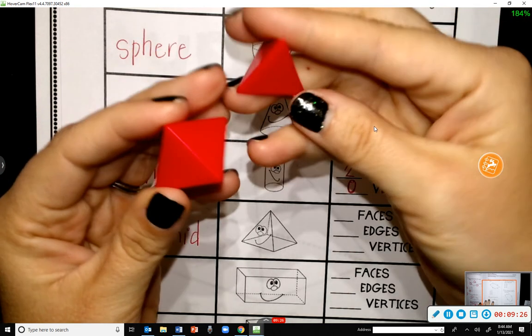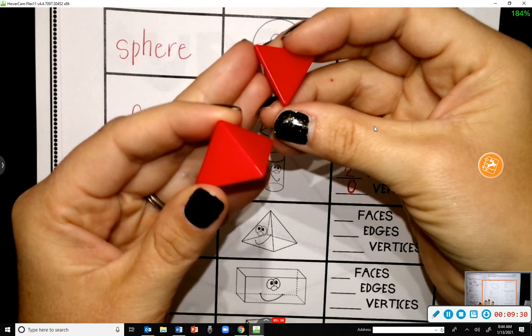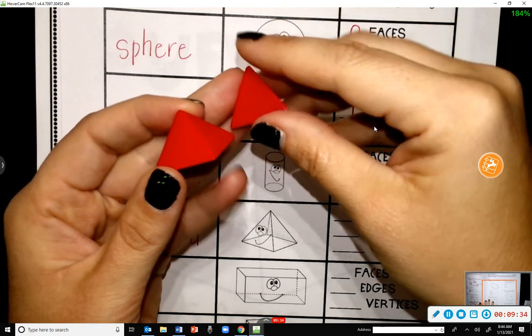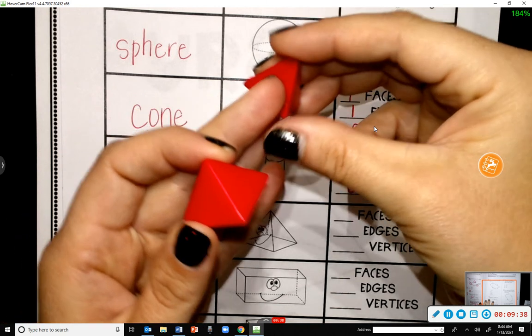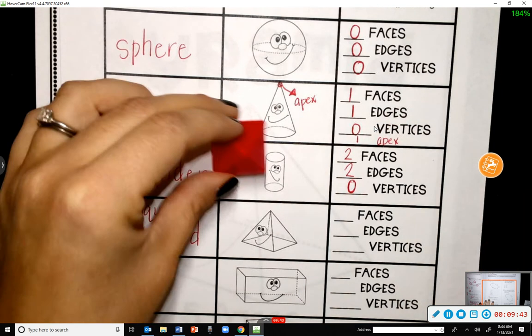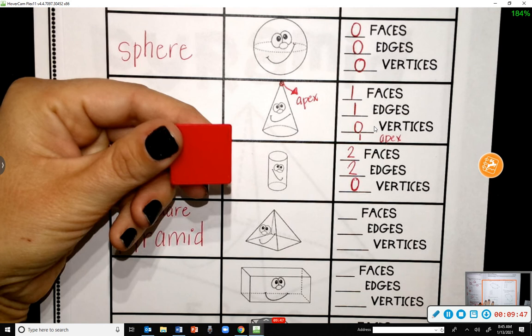Okay, well, this pyramid has what? A rectangle. That's not a rectangle. It's a triangle. Okay, so there's all triangles to make this pyramid. Okay, but we're looking at the square pyramid.